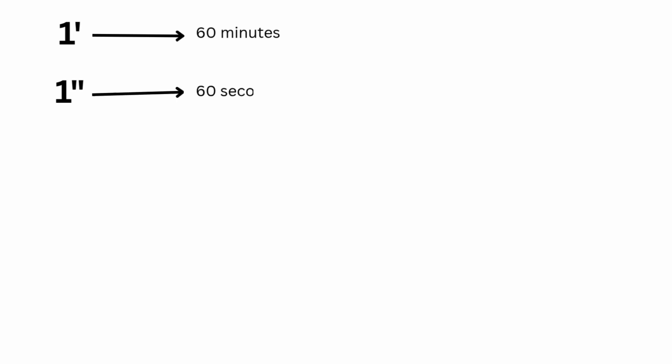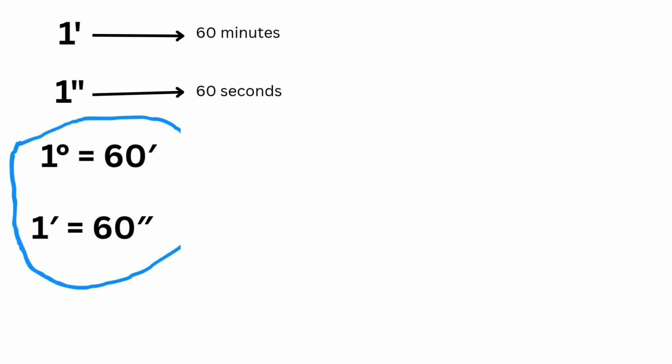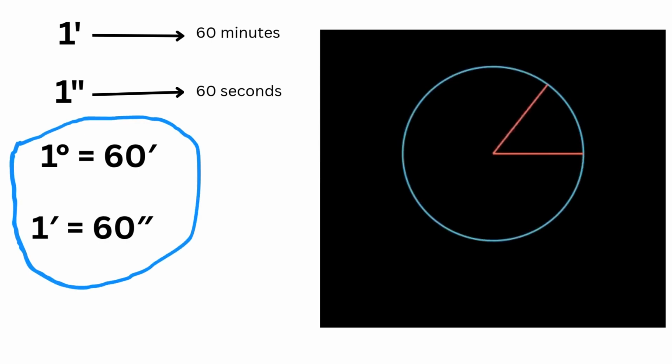Each degree is divided into 60 minutes, written like this, and each minute into 60 seconds, written like this. So remember, 1 degree equals 60 minutes and 1 minute equals 60 seconds. Written like this. For example, a full revolution is 360 degrees.